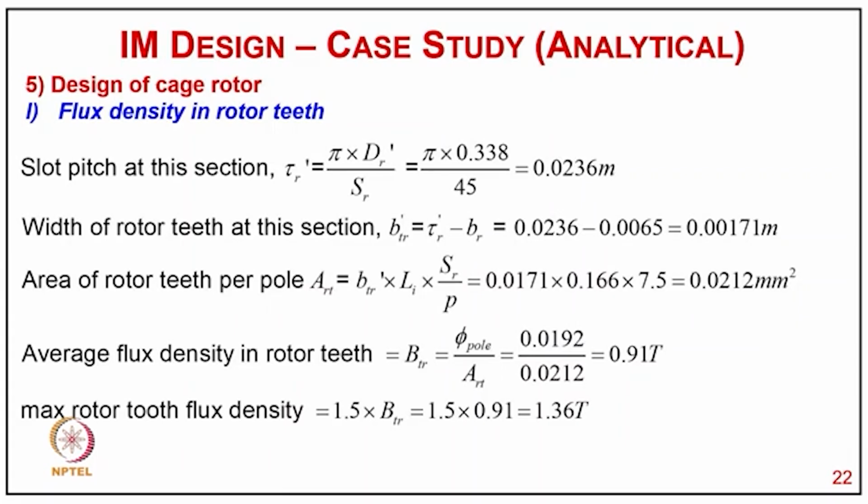The average flux density in the rotor teeth will be BTR equal to phi pole upon ATR, giving the value 0.91 Tesla, which is well below the limit. Now the maximum rotor tooth flux density will be 1.5 times this average flux density, so it comes to 1.36 Tesla, which is well below the 1.8 Tesla we normally consider.